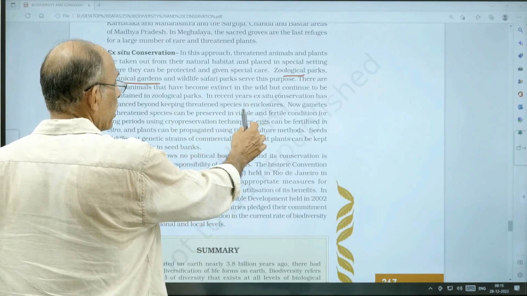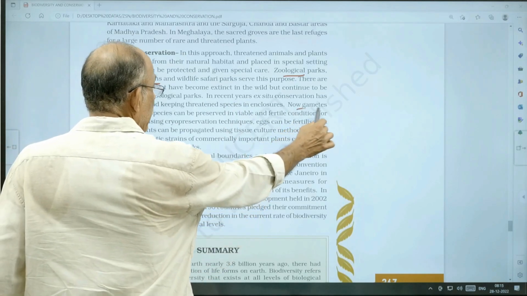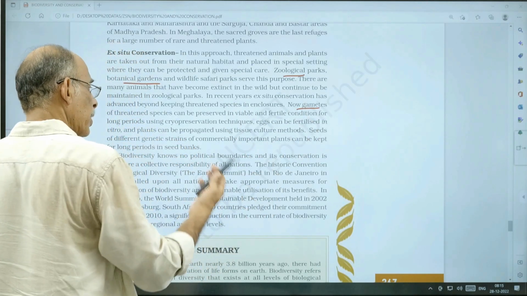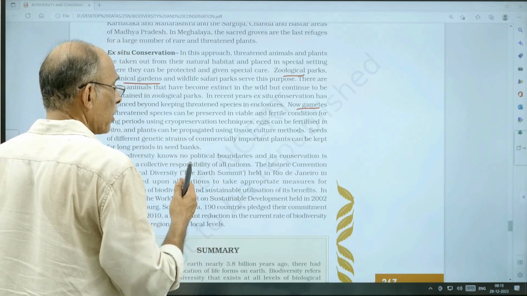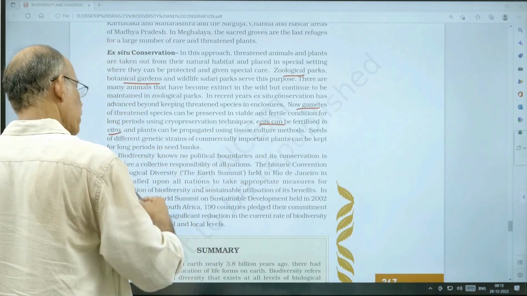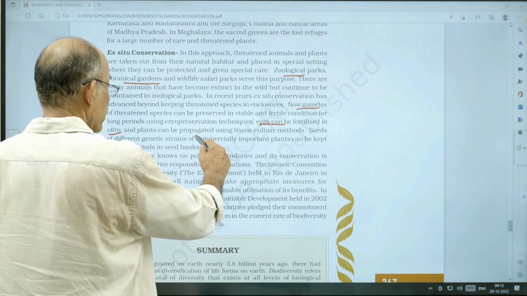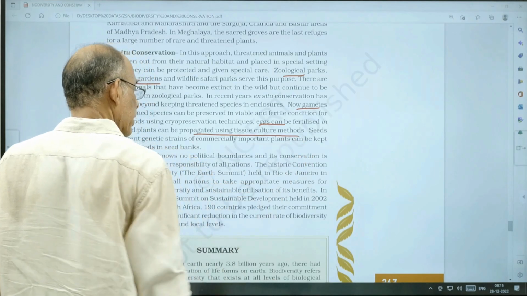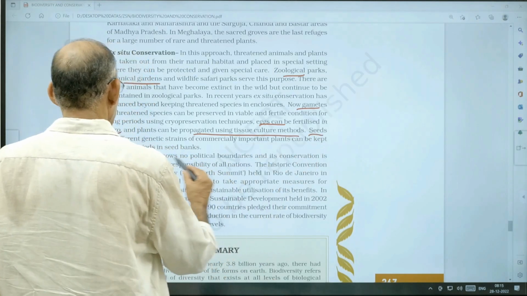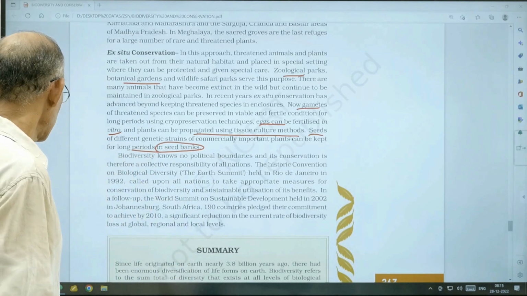For many threatened species and plants, nowadays we can store the gametes, sperms or pollen grains, and fertilize the eggs. So that is also a modern technique of ex situ conservation. In the same way, tissue culture methods can be used and seeds can be kept in seed banks. These are all ex situ conservation techniques.